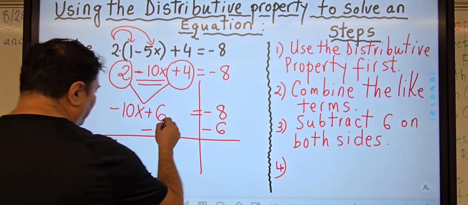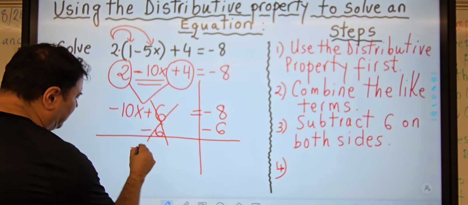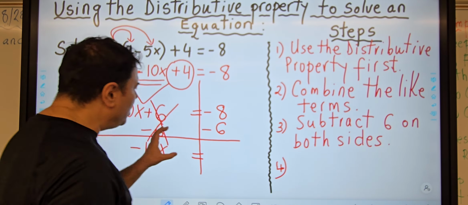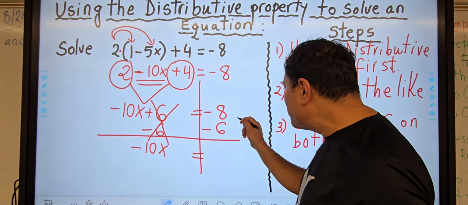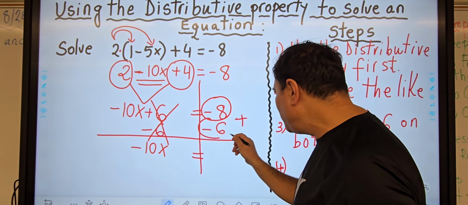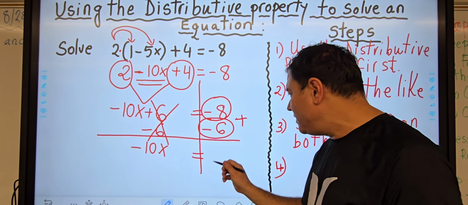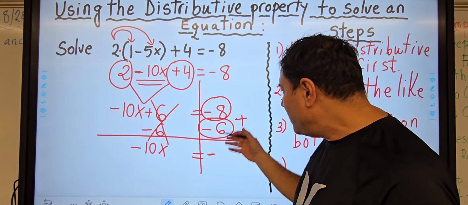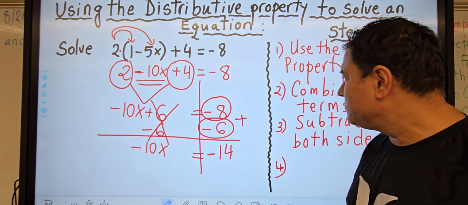So here, positive 6 and negative 6 cancel out, and we are left with negative 10x equals, and now here we have negative 8 and negative 6. Remember, in this case we are combining negative 8 and negative 6 together, and because we have negative 8 and are combining 6 more negatives, we are going to end up with a negative number, but a bigger number. We are adding 8 plus 6, which is 14, so negative 14.